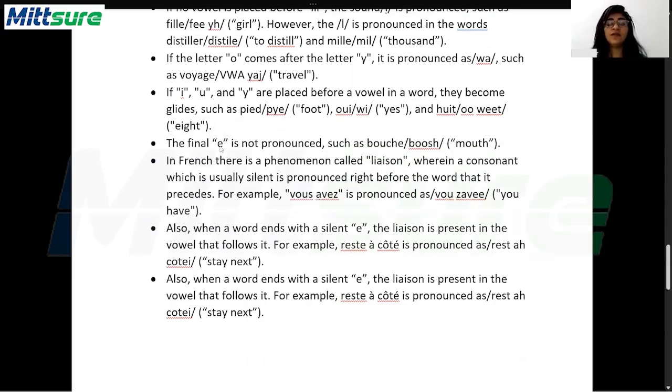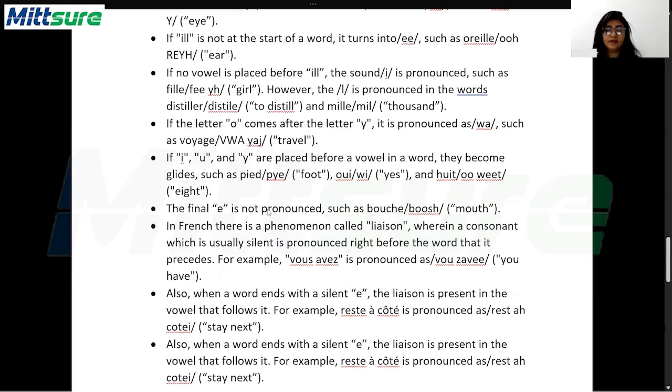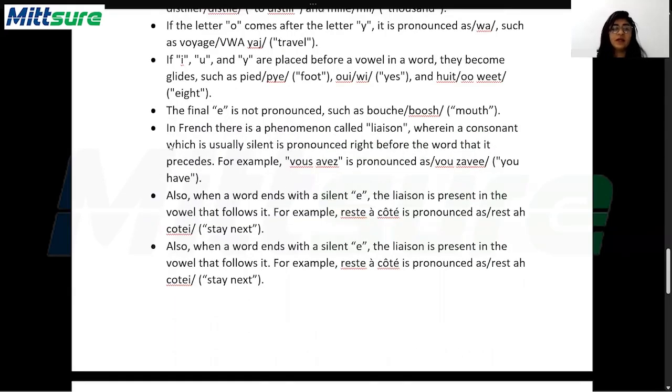Then, if the word ends with E, it will not be pronounced in French. For example, this is bouche. It will be pronounced as bush. Bush means mouth. Until now, we have seen a few body parts. First is oeil, that's eye. Then oreille, that is ear. Then pied, that is foot. Then bouche, that's mouth. These are common words that we use normally, so you need to remember them.